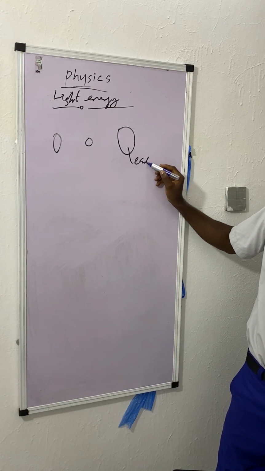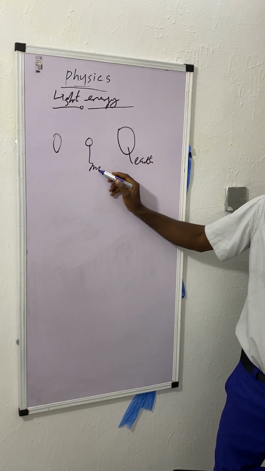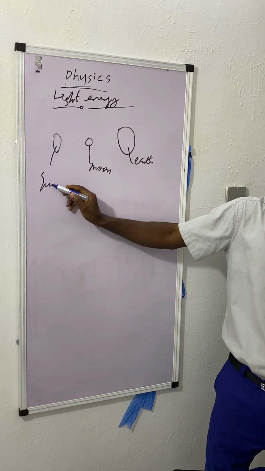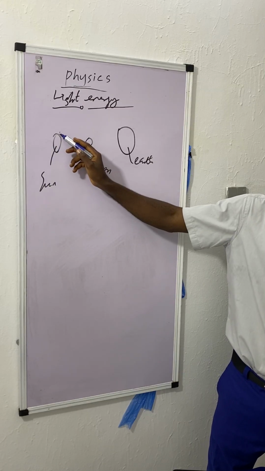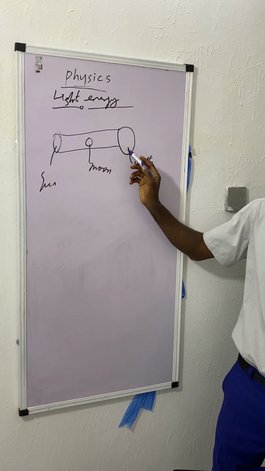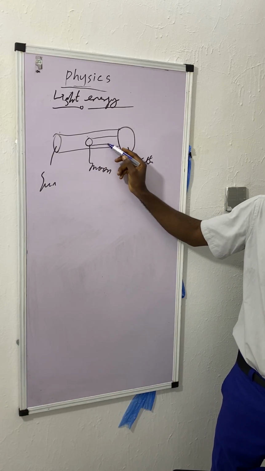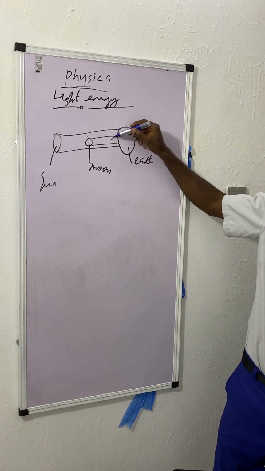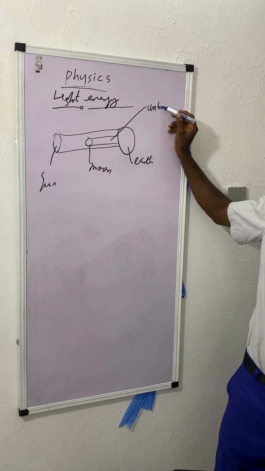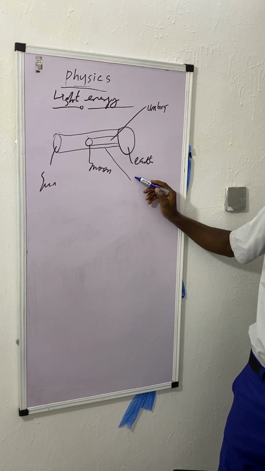Earth, we have the moon, we have the sun. The sun is the light source, so the sun throws light in a straight line to the earth. Because the moon is here, a shadow is going to be cast on the earth. Remember what we explained. This place is going to be called umbra because it's total darkness. This place is going to be called penumbra.